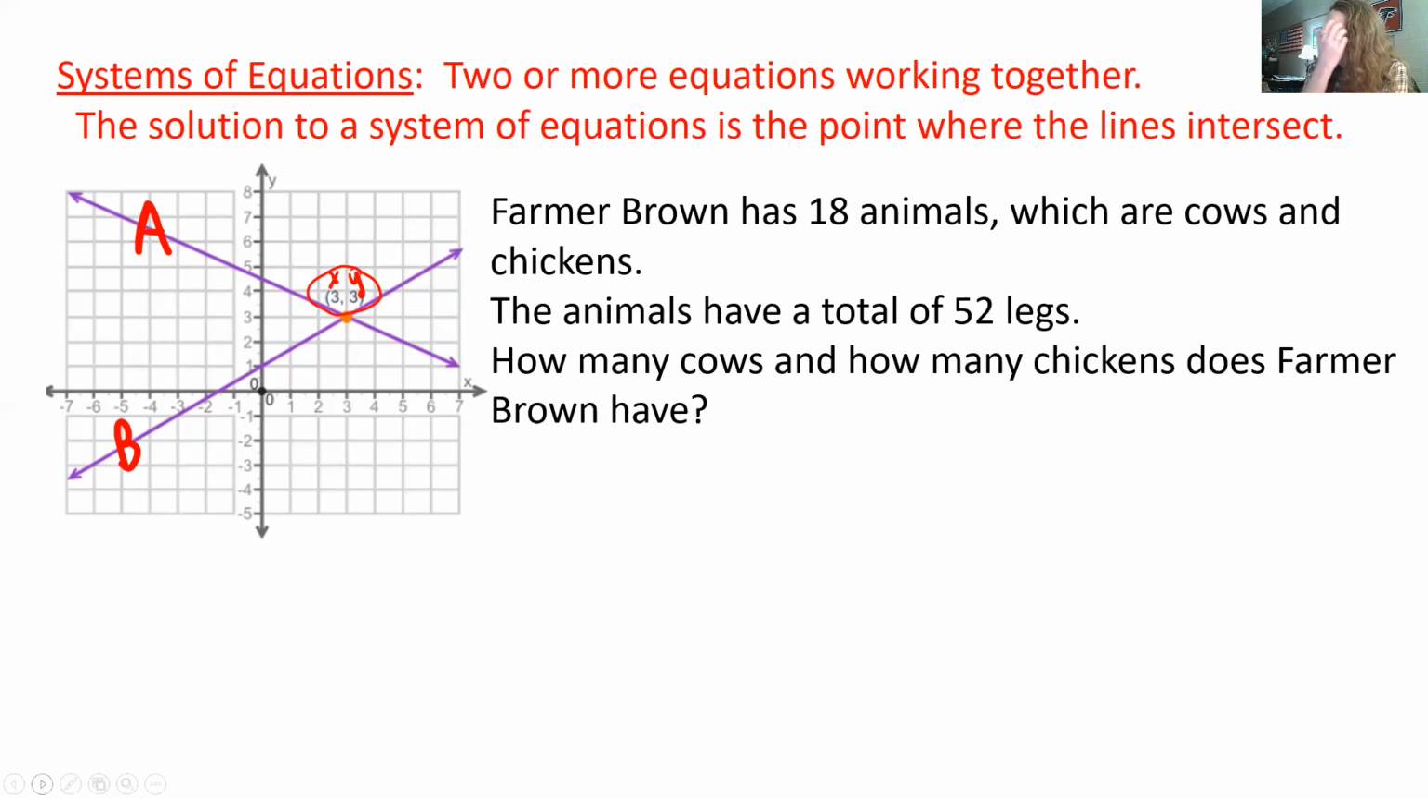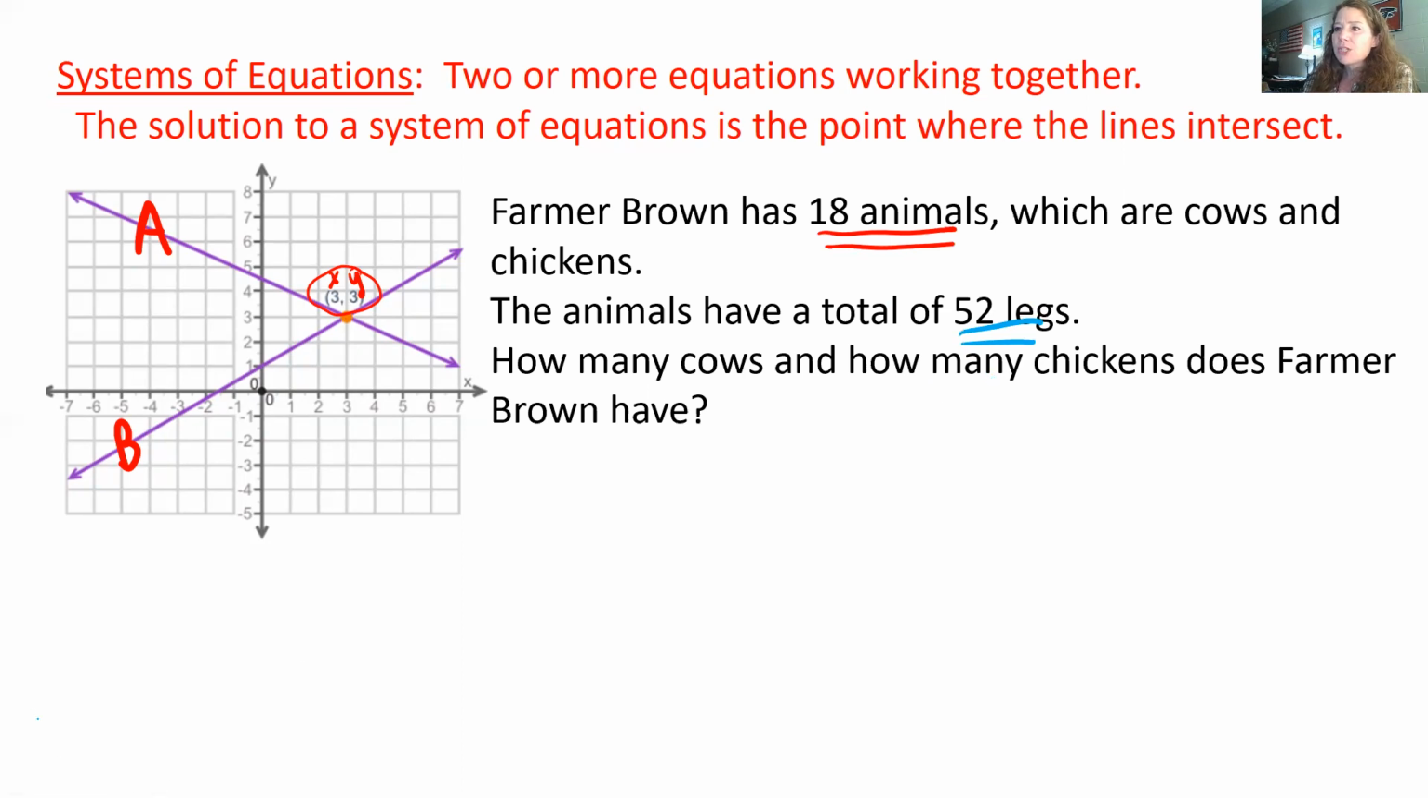For example, let's look at this first problem right here. Farmer Brown has 18 animals, which are cows and chickens. The animals have a total of 52 legs. How many cows and how many chickens does Farmer Brown have? We have two bits of information to consider when answering this question. The first is the total number of animals Farmer Brown has. The second is the number of legs they have. So two different sets of information, right?